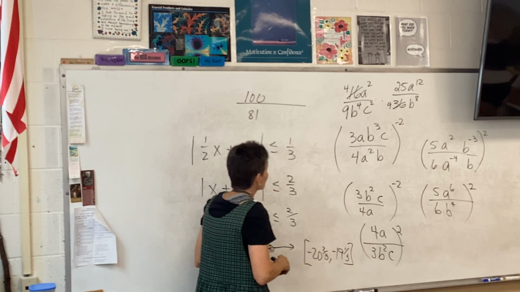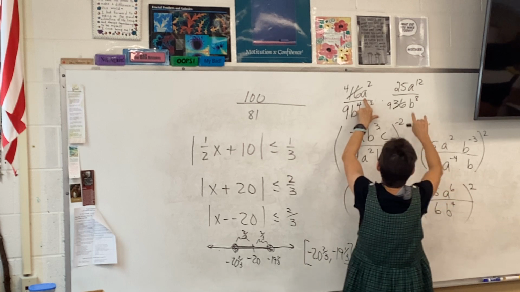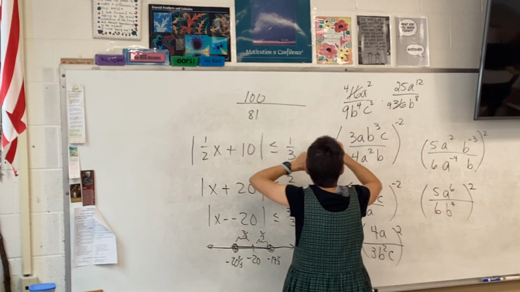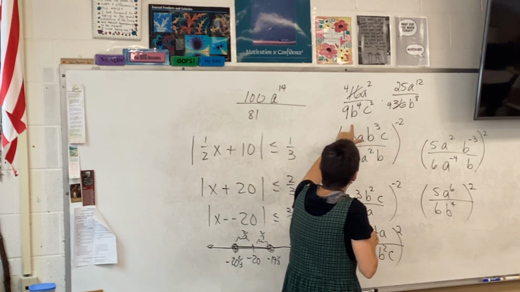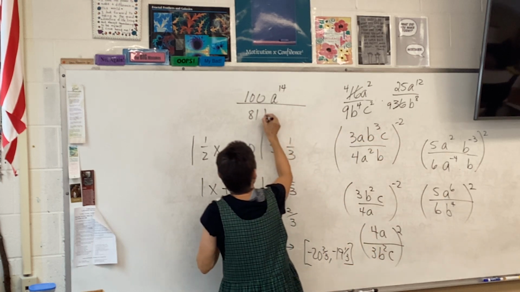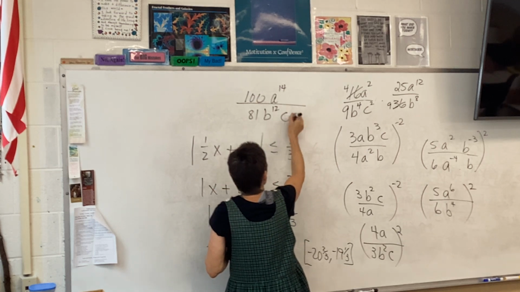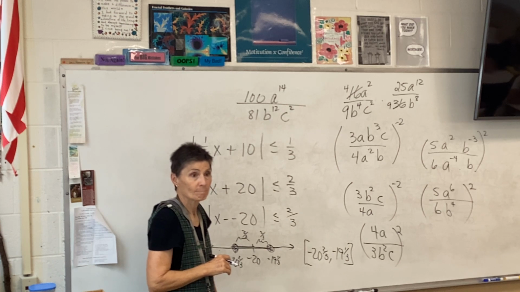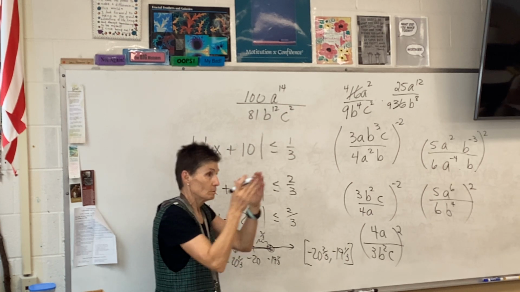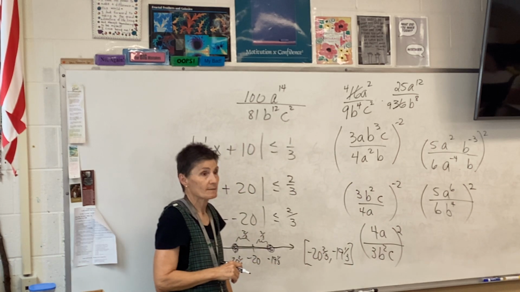Okay, now what about my A's? Looks like on the top, I have A to the 14th. On the bottom, I have B to the 12th and C squared. There we go. Okay, so one step at a time, easy. All right, who else has a question?